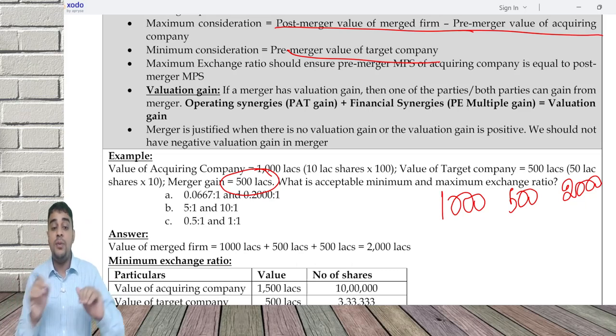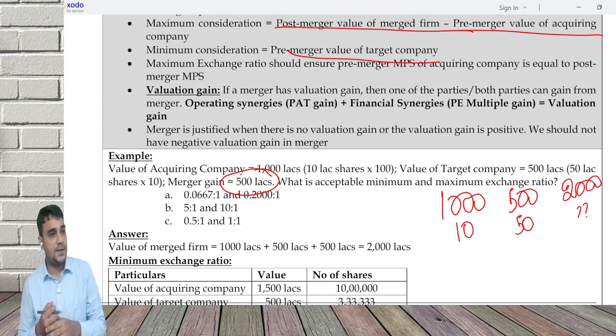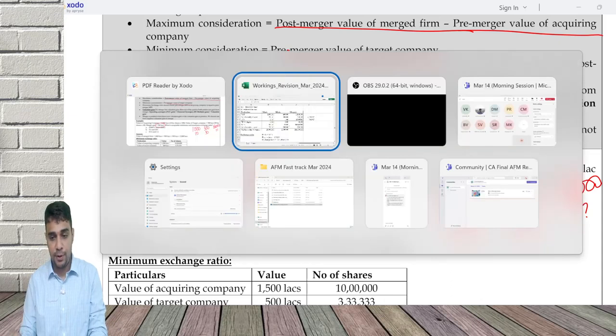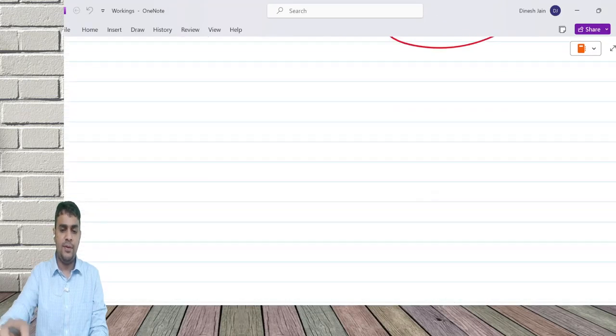How many shares are there in AC today? 10 lakh. TC? 10 plus 50 can become anything depending on the exchange ratio. Now, how do I decide the exchange ratio? It's a slightly important calculation. Just understand this properly. Anyway, we'll do it in a problem.